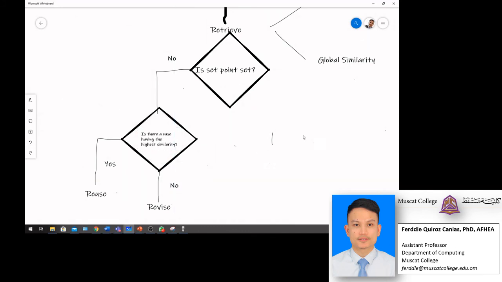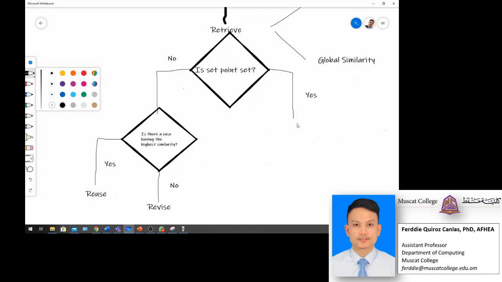Okay, now let's go back to the side of the set point. Is there a set point? If the answer is yes, then go with the next level. So it says in here yes, and go with the next level. Then you have to make note of this.